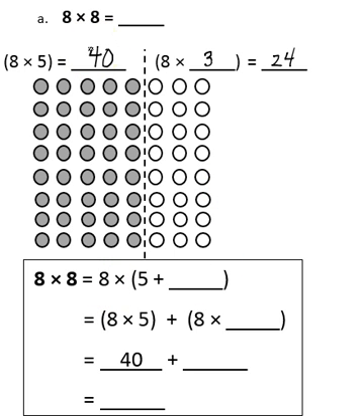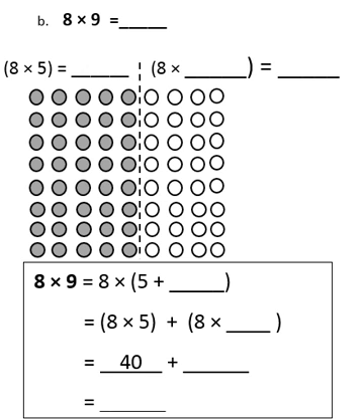In other words, 8 times 8 is the same thing as 8 times 5 plus 3, since 5 plus 3 equals 8. 8 times 5 is 40. 8 times 3 is 24. 40 plus 24 is 64, and that tells us that 8 times 8 is 64.